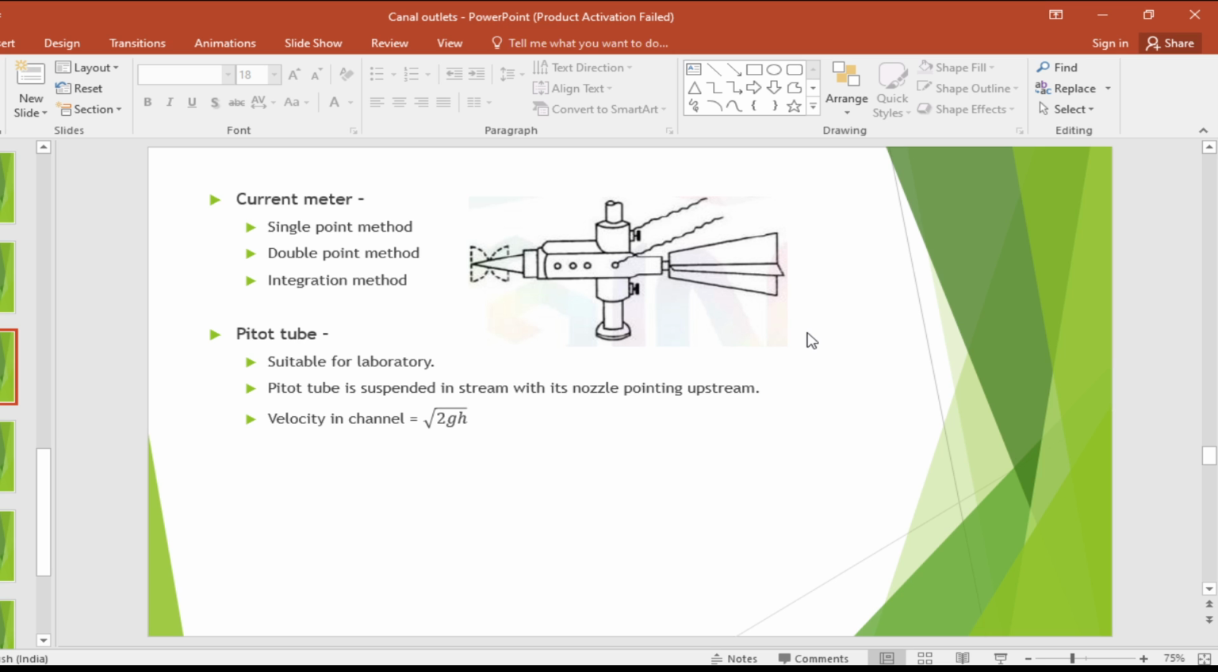Now on channels of not too large depth, the instrument is usually mounted on a rod on which it can be fixed in any position. Now the rod is made to rest on the bed of the channel.